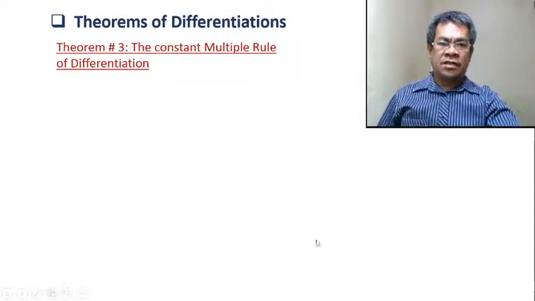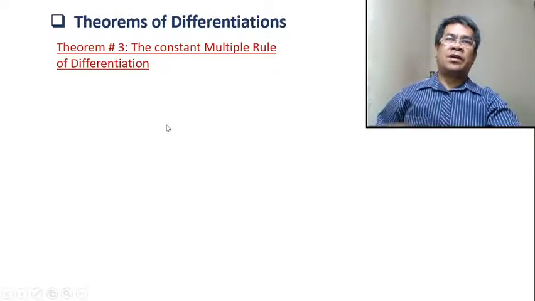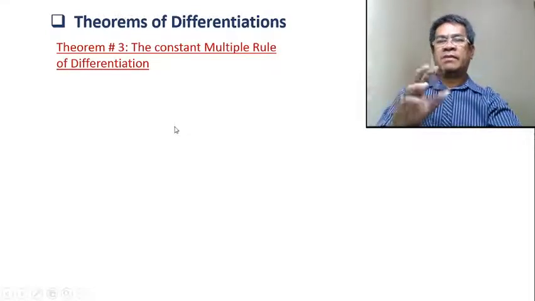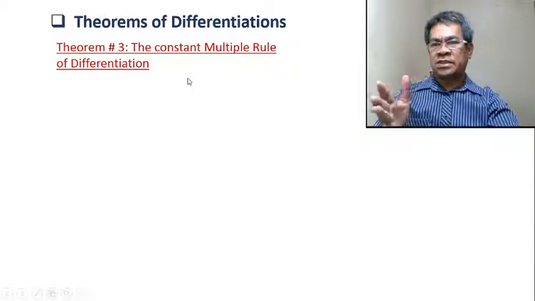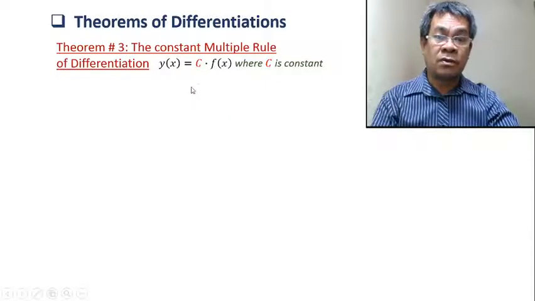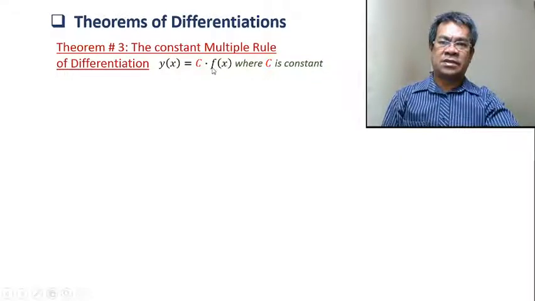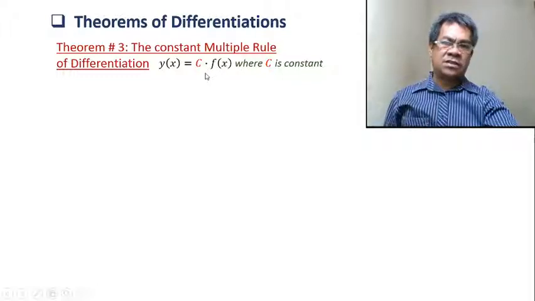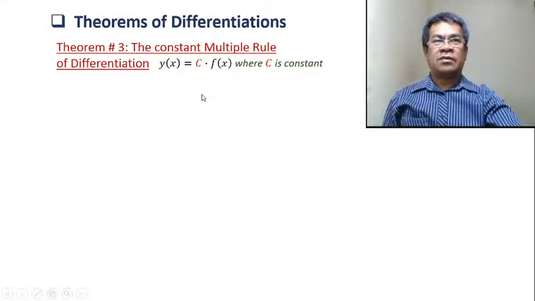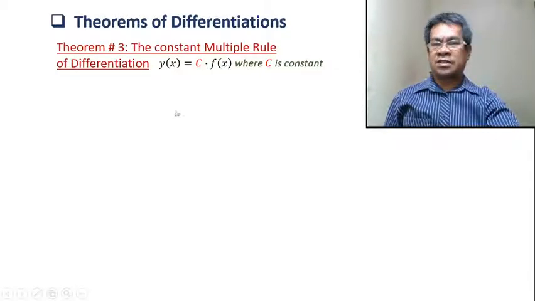Okay, so theorem number 3 is the constant multiple rule. What do we mean by constant multiple? We have a constant multiplied by a function. If we have a constant and a function in the form of a factor, then we call this the constant multiple rule, where c here is the constant and we have this function. So the derivative of this cannot be 0, because only the constant has the derivative of 0, but a constant multiple is not 0.